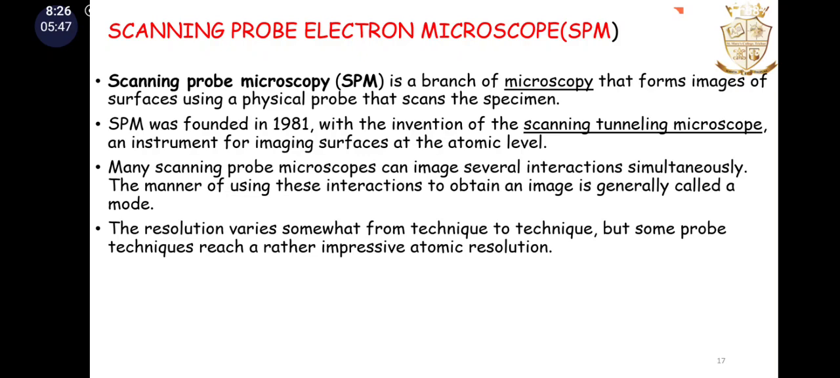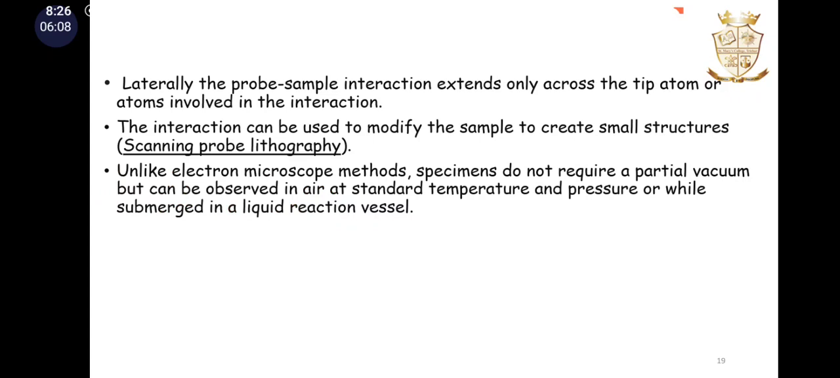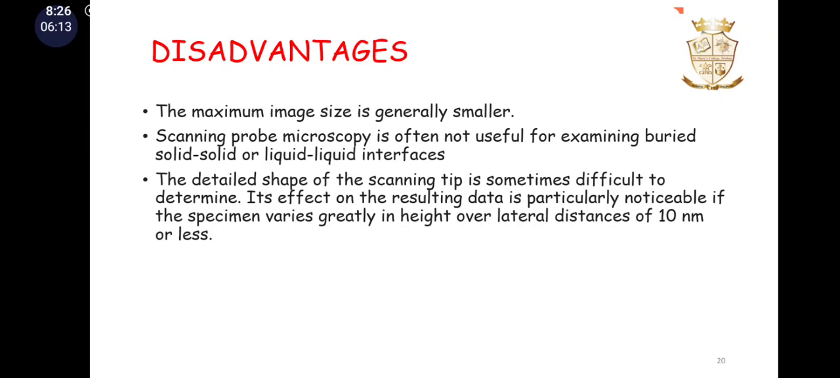It was founded in 1981 with the invention of the scanning tunneling microscope, an instrument for imaging surfaces at the atomic level. Its advantage is that the resolution of the microscope is not limited by diffraction, only by the size of the probe-sample interaction volume, which can be as small as a few picometers. And the interaction can be used to modify the sample to create small structures. The disadvantages are that the maximum size is generally smaller, and scanning probe microscopy is often not useful for examining buried solid or liquid interfaces.